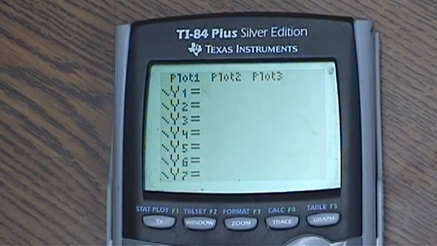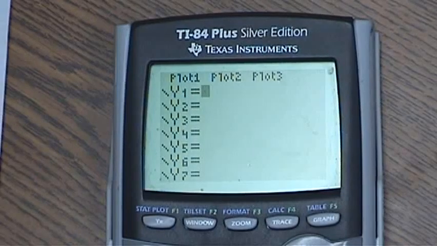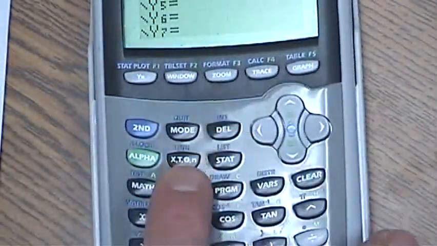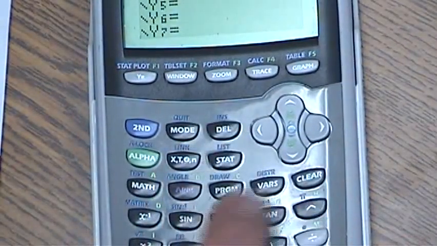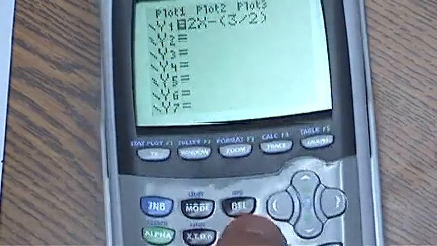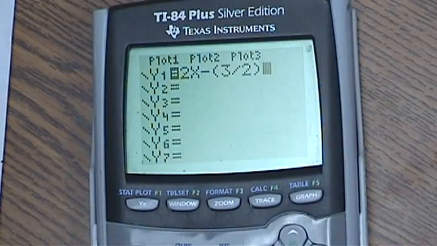If you remember what our lines were in the last example, the original line we were given wasn't solved for y, but I did solve it for y, and I got 2x minus 3/2. That was the equation of the line. By the way, on the calculator, the x button is right here; that button will put an x here. So that's my first line.